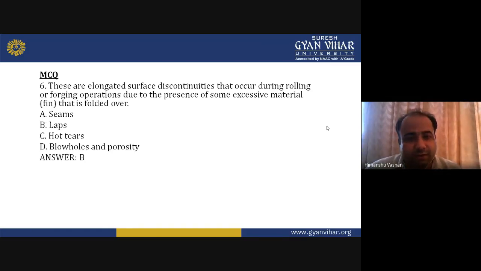These are elongated subsurface discontinuities that occur during the rolling or forging operations due to the presence of some excessive material fin that is folded over during rolling operation. Laps. Excessive material was there, and if you process further, then what does it do? It folds over the workpiece, leading to laps, a kind of discontinuity.